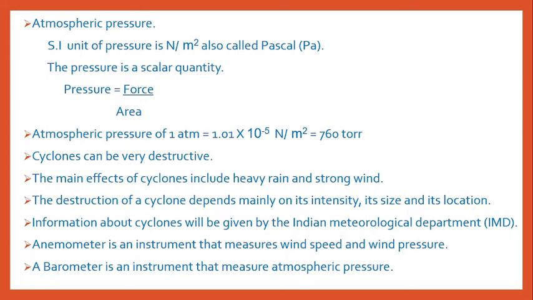An anemometer is the instrument to measure the wind speed and the wind pressure. Both wind speed and wind pressure can be measured by an anemometer.